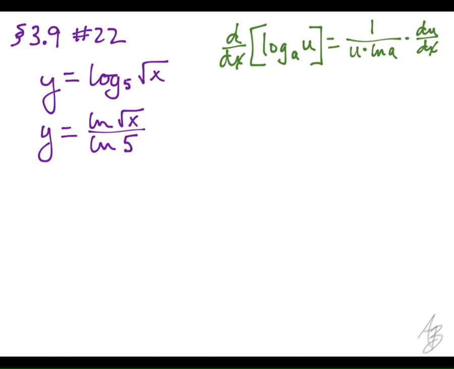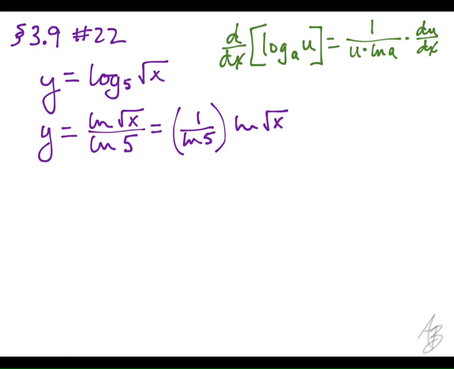Again, the natural log of 5 is a constant. So I'm going to rewrite this in a way that kind of reminds me of that. The 1 over the natural log of 5, I'm going to pull out front and multiply that by the natural log of the square root of x. Okay, so this is just some number times the natural log of the square root of x. Does everybody see why this equation right here is the same as this?